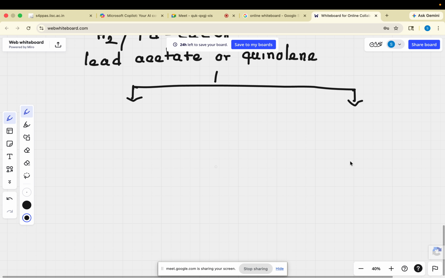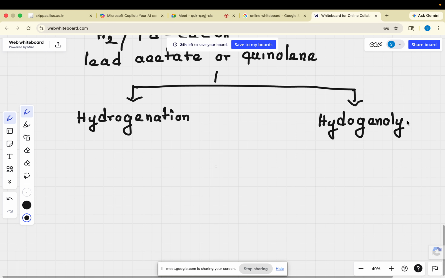So one thing is known as hydrogenation, and the second thing is also known as hydrogenolysis. So these two things are totally different. Hydrogenolysis, one is hydrogenation, and another is your hydrogenolysis.